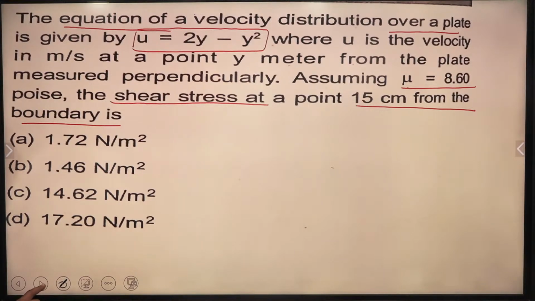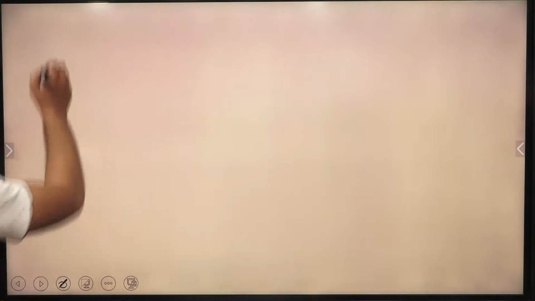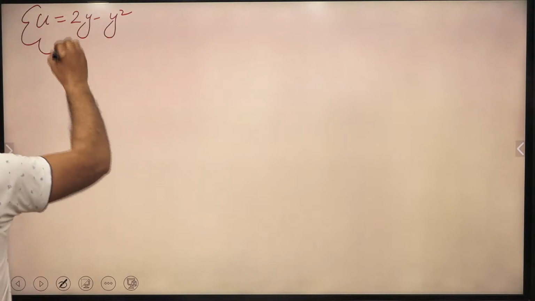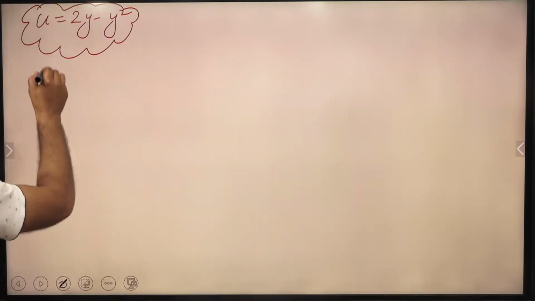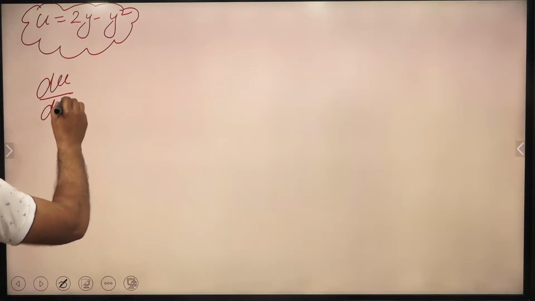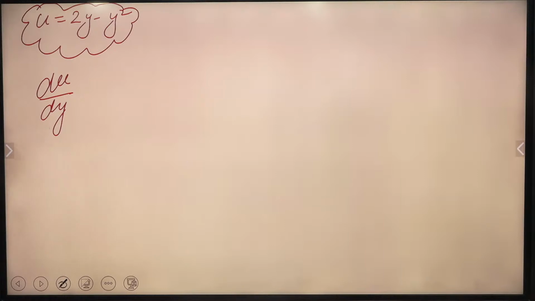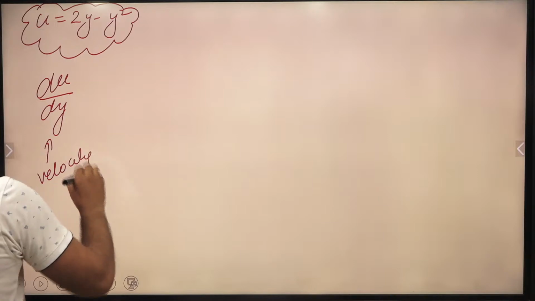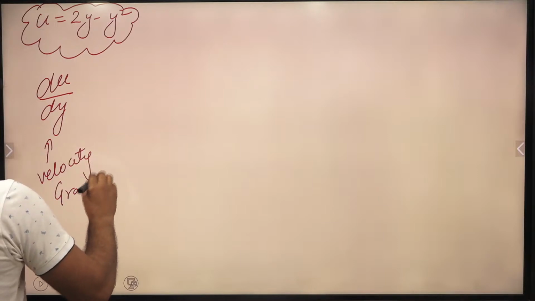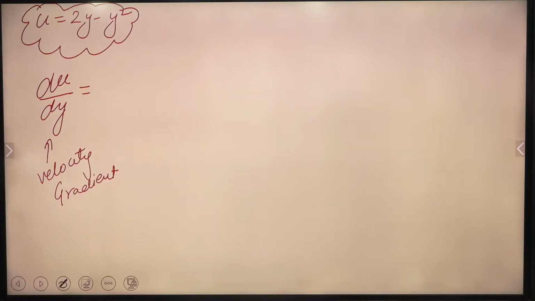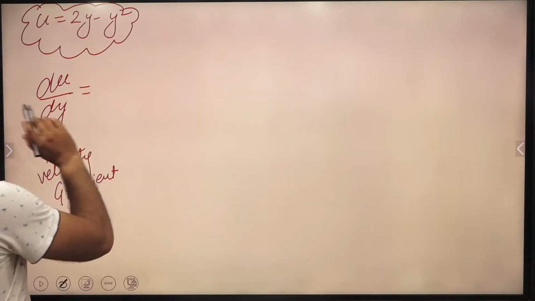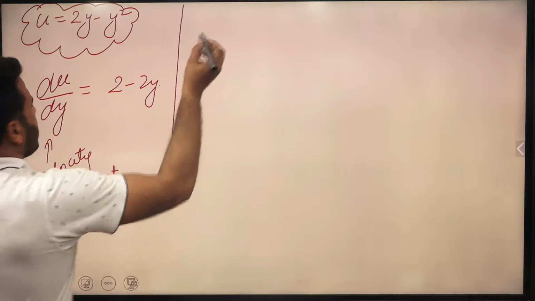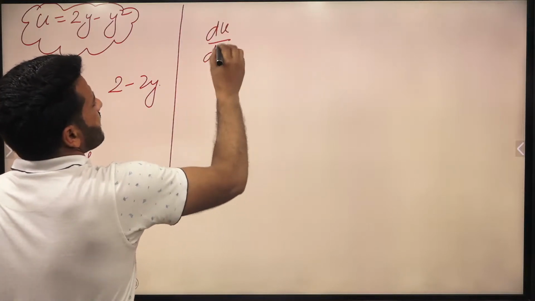Okay, so let's solve this question. This velocity is given to us: 2y minus y square. We know very well the rate of change of velocity with respect to distance from the plate, or du upon dy. This is your velocity gradient or rate of shear strain. It is the derivative of u with respect to y, so it is coming to be 2 minus 2y.